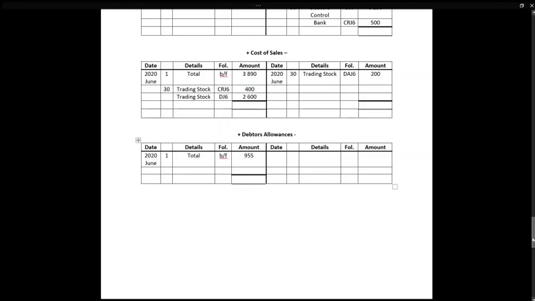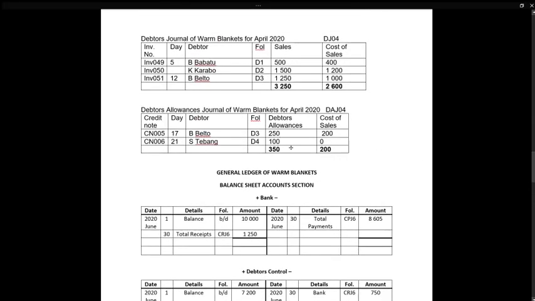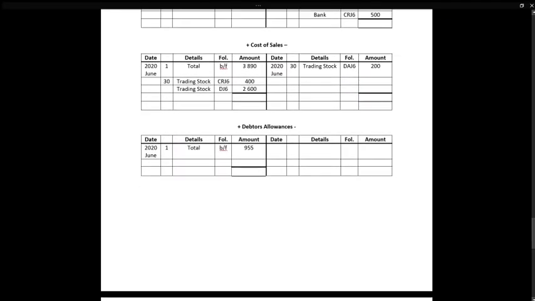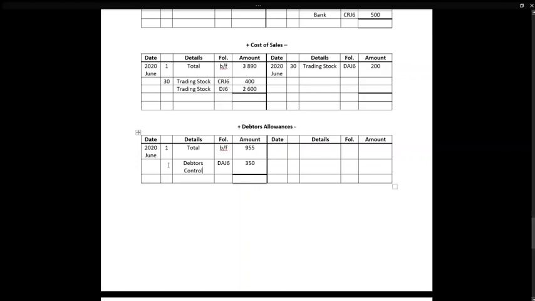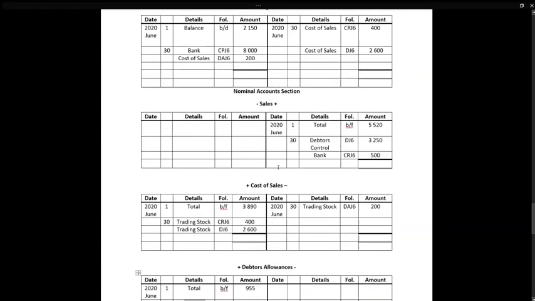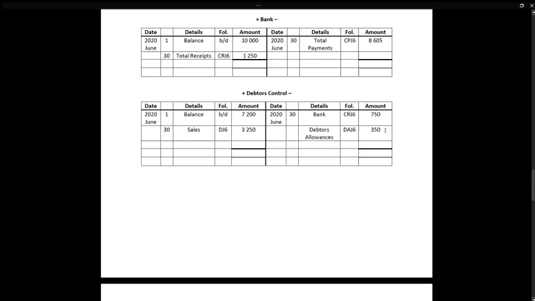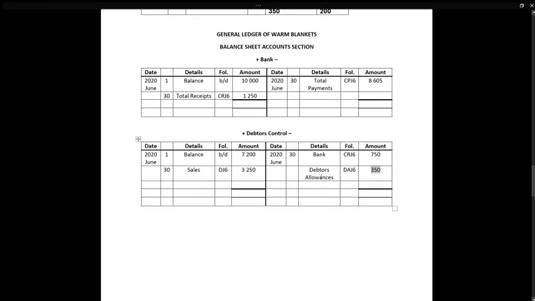Now, during the current month we had debtors allowances in my debtors allowances journal to the amount of 350 Rand. So 350 Rand, I got the information from my debtors allowances journal number 6, and my details will be debtors control. This will be on the 30th. So debtors allowances is being debited. If I want to find my credit, I need to go and have a look at debtors control in my debtors control account. Let's go and look for that. 350 Rand in my credit side. There you go. Let's quickly balance all of my accounts.